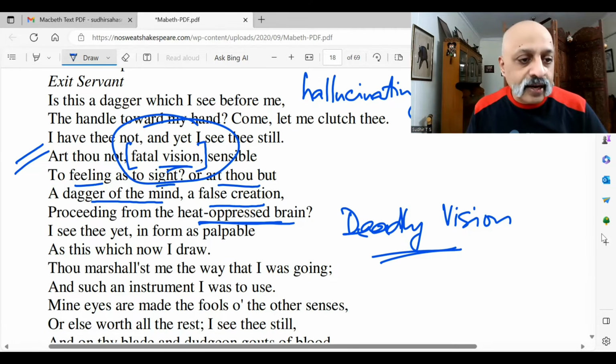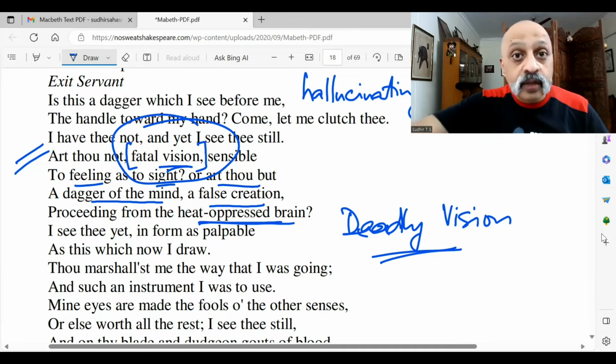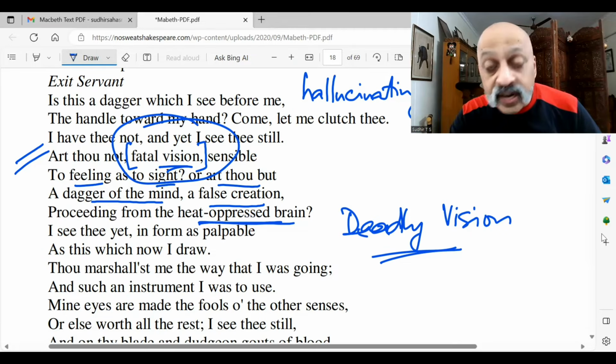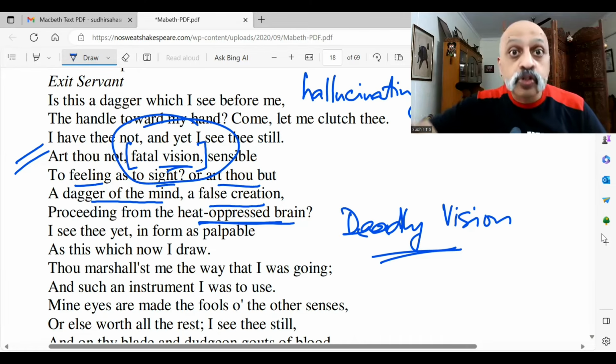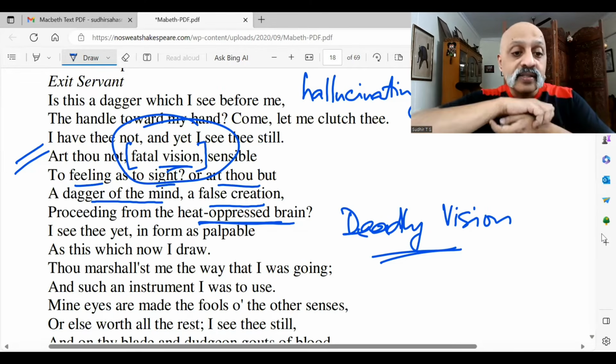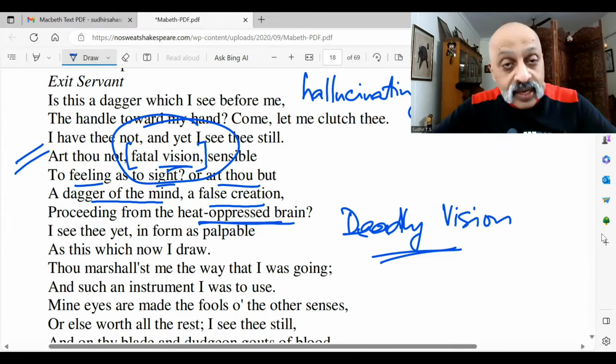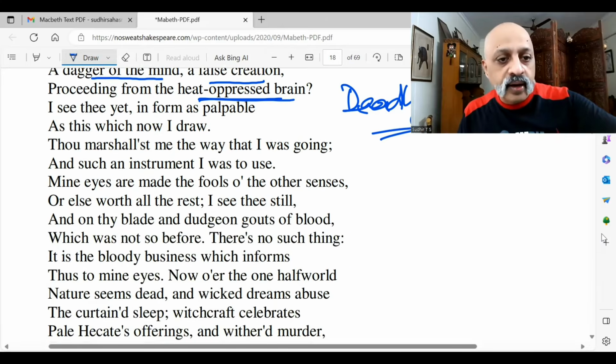So Macbeth says that I see thee yet in form as palpable as this which now I draw. कि मेरे पास जो खंजर है उसी की तरह, रियलिटी की तरह तुम ये डैगर भी दिख रहा है, ये खंजर भी दिख रहा है. Thou marshall'st me the way that I was going. कि you are leading me by this to the same path on which I was also supposed to proceed towards King Duncan's chamber. And such an instrument I was to use. And I was to use इसी तरह का इंस्ट्रूमेंट खंजर in order to murder King Duncan.